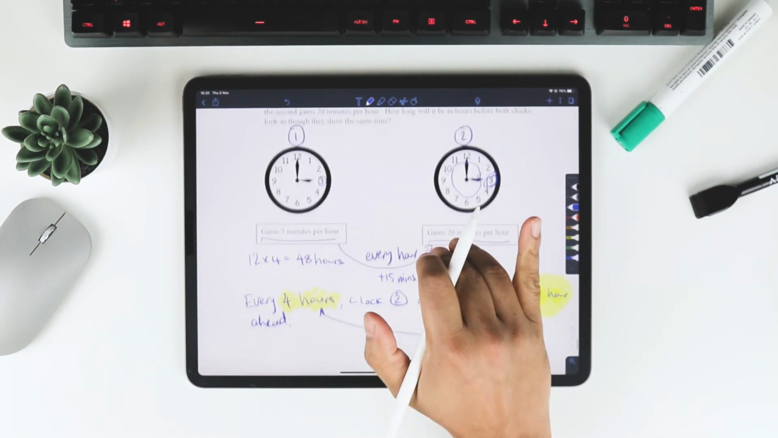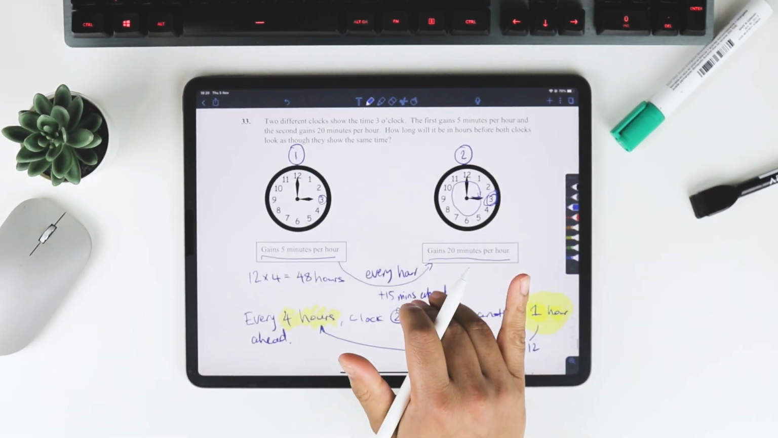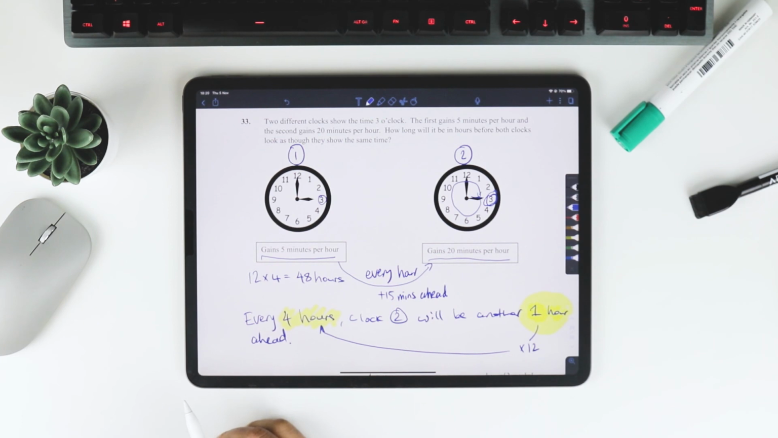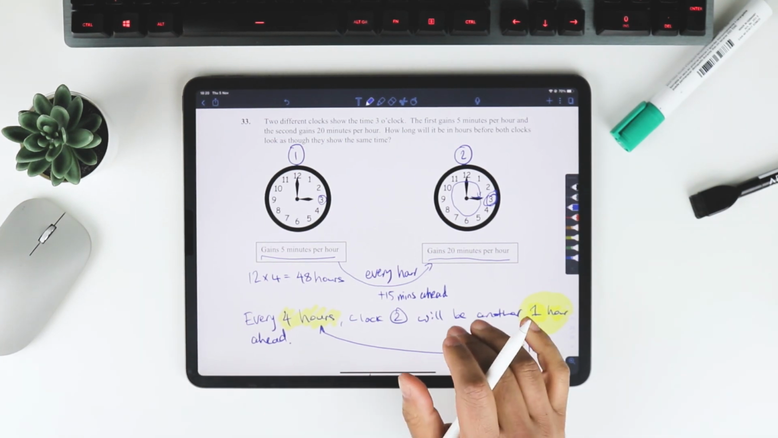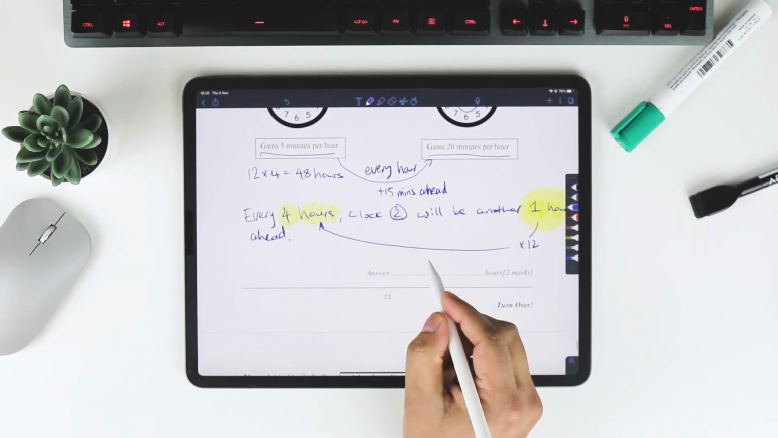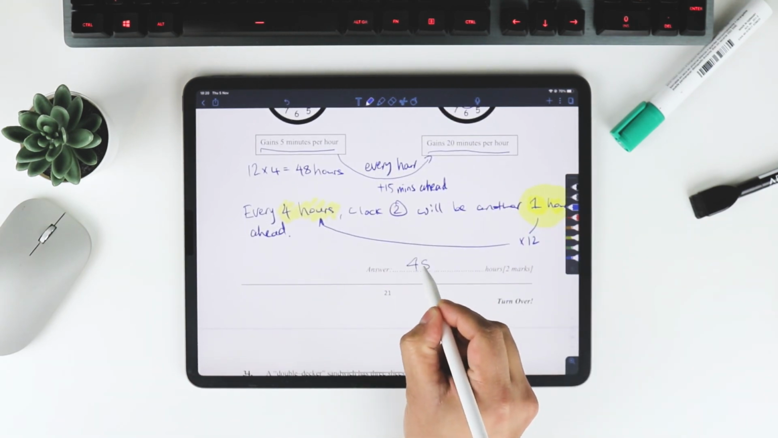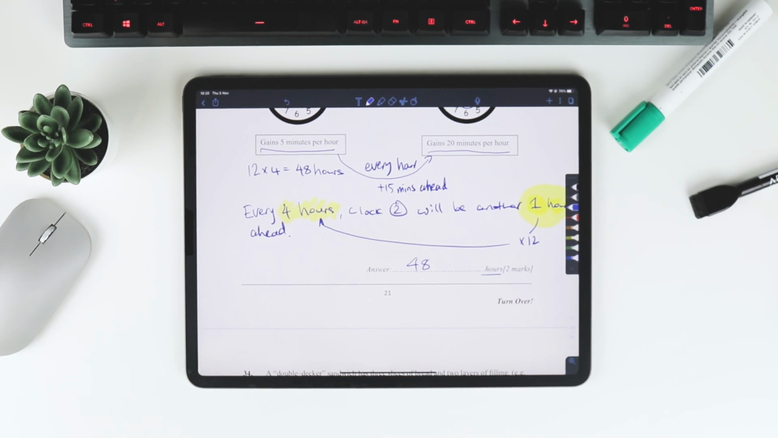So the question is, how long will it be in hours before both clocks look as though they show the same time? It will be 48 hours time. Okay, hope that helped.